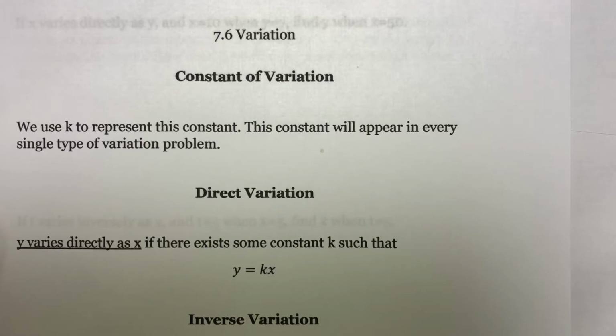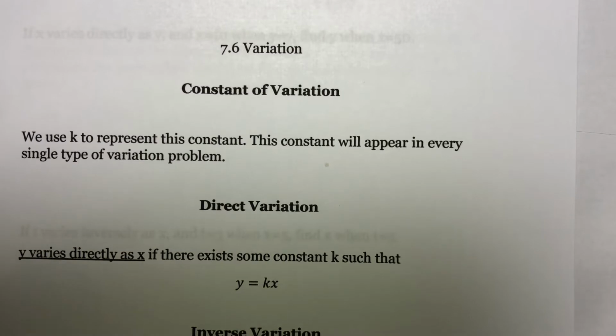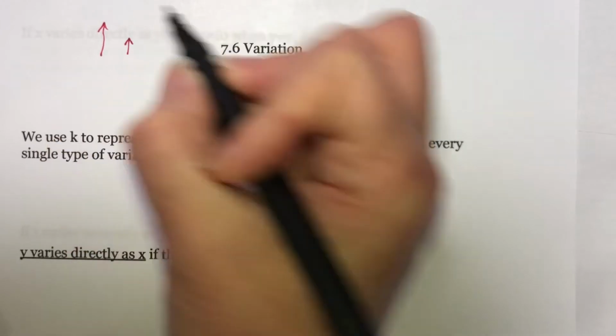This is section 7.6, variation. These are all technically word problems, but what we're going to be talking about are things that have a constant relationship between each other. So, for example, we all know that the more you smoke, the higher your chances of lung cancer. So, the more you smoke, the higher your level of lung cancer.